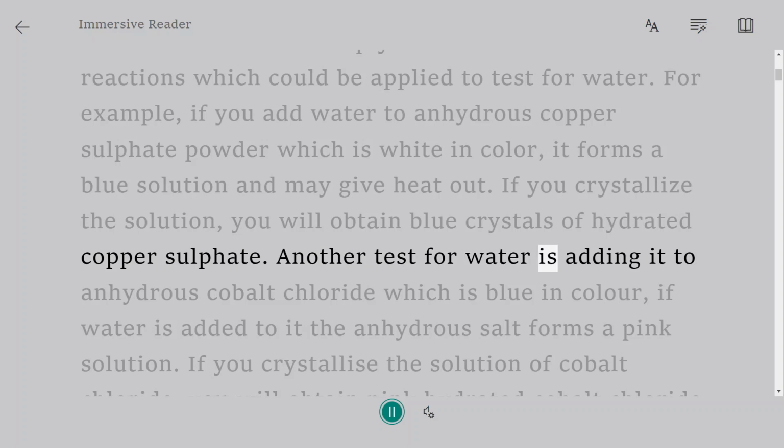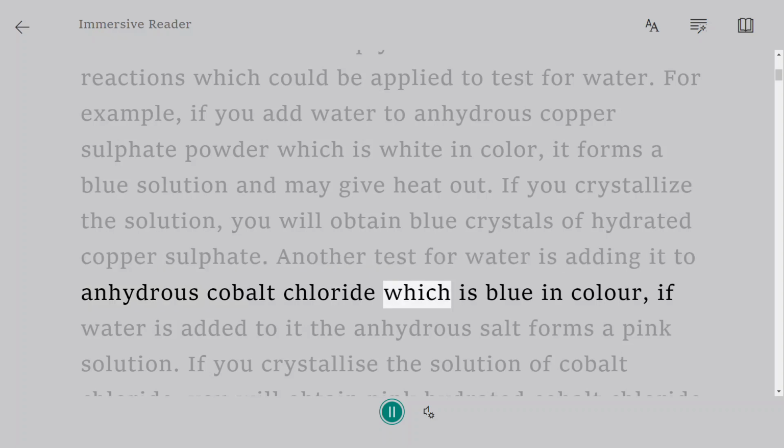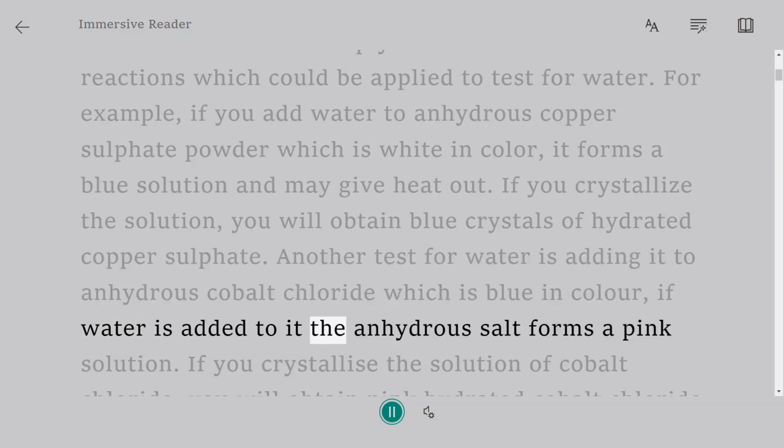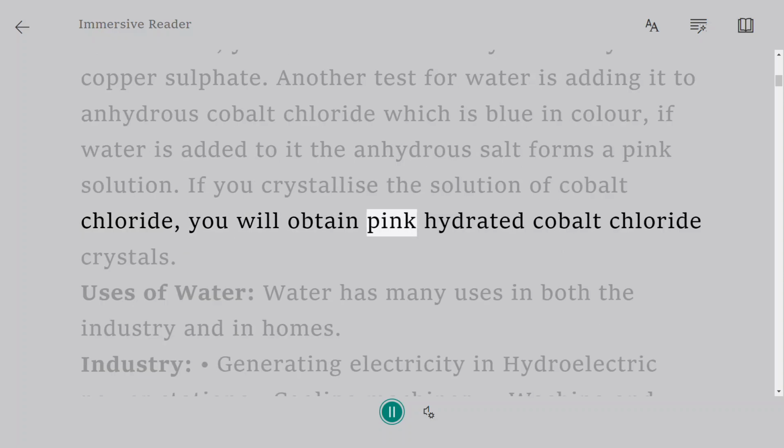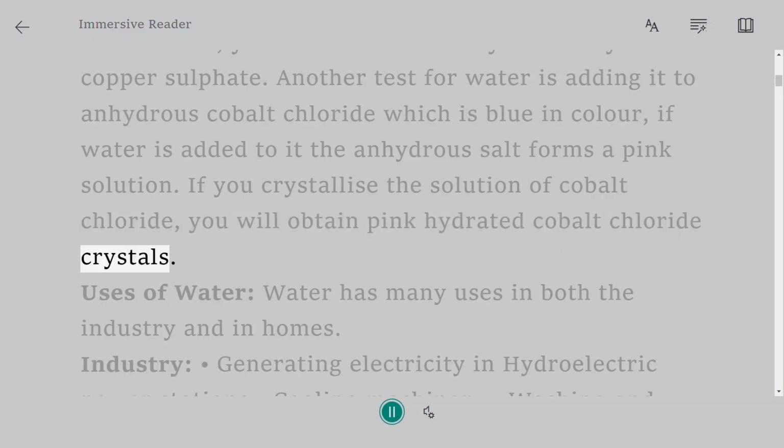Another test for water is adding it to anhydrous cobalt chloride, which is blue in color. If water is added to it, the anhydrous salt forms a pink solution. If you crystallize the solution of cobalt chloride, you will obtain pink hydrated cobalt chloride crystals.